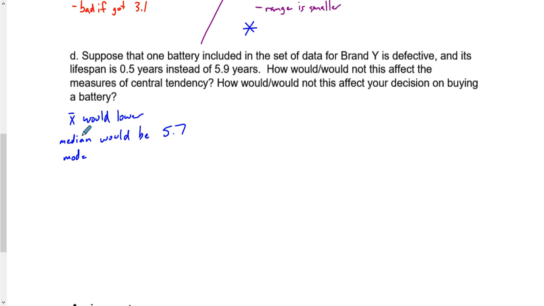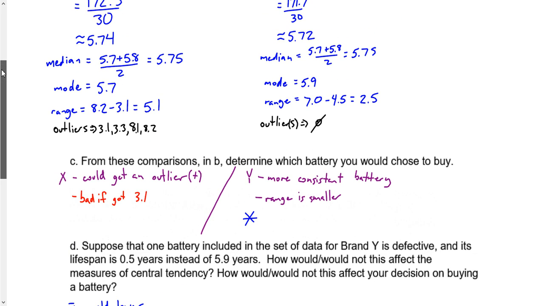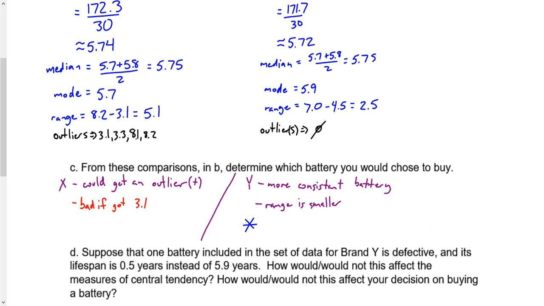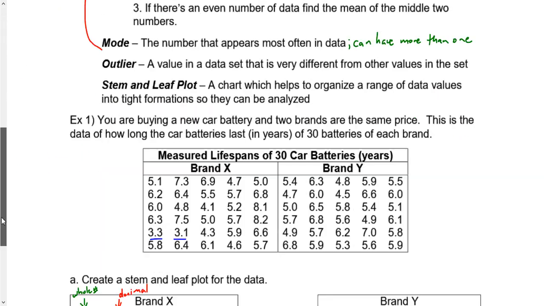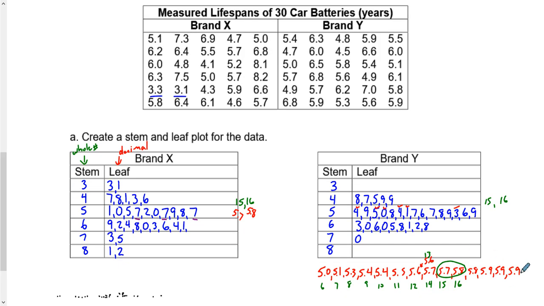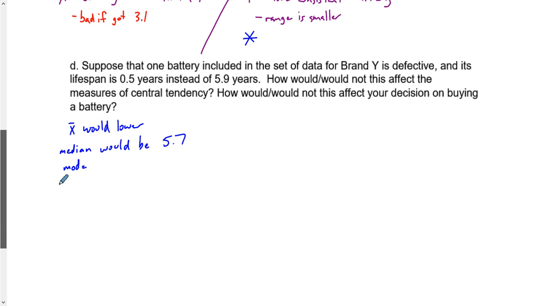The mode also changes, because instead of having a mode of 5.9, one of those 5.9s is now a 0.5. So we actually have multiple modes now. We'd have a 5.4 being a mode, a 5.6, a 5.7, a 5.8, 5.9 would still be one of our modes, but then we'd also have a 4.9, a 6.8, and a 6.0. We would get multiple modes.